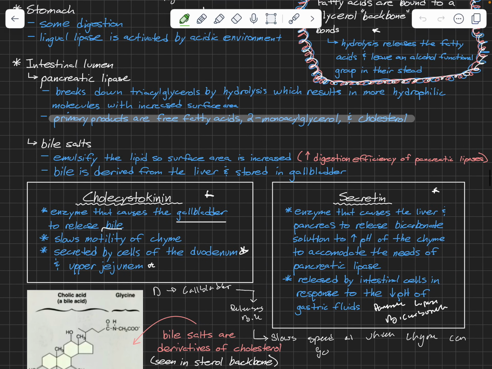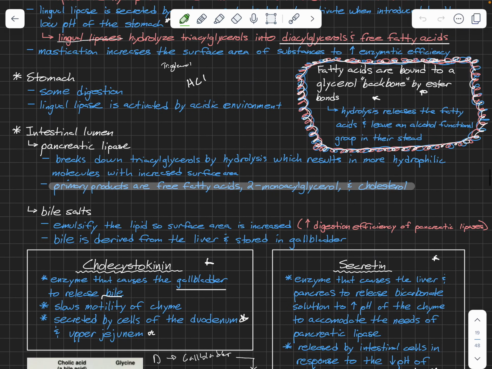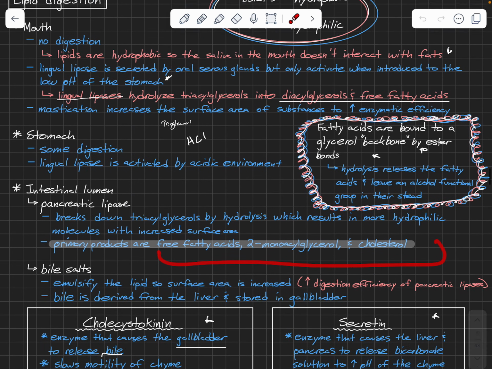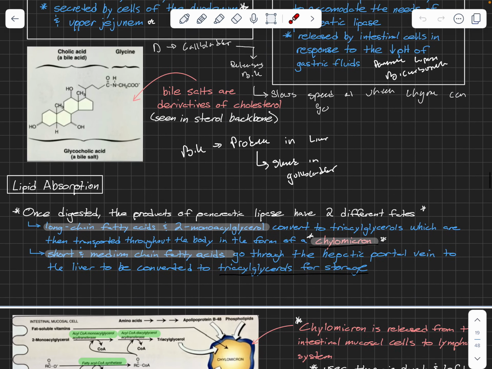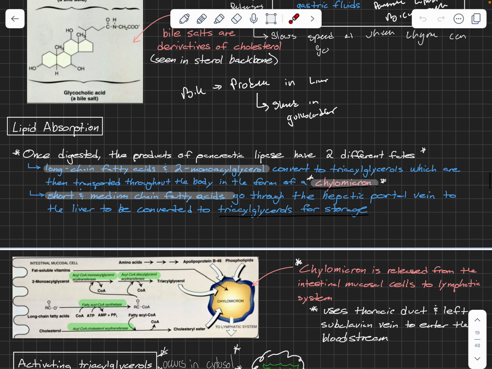So yeah, just a quick overview of the products of pancreatic lipases. We have free fatty acids, 2-monoglycerols, and cholesterols. And then up here, we do get our products with lingual lipases as well. And now we're going to start moving into lipid absorption.